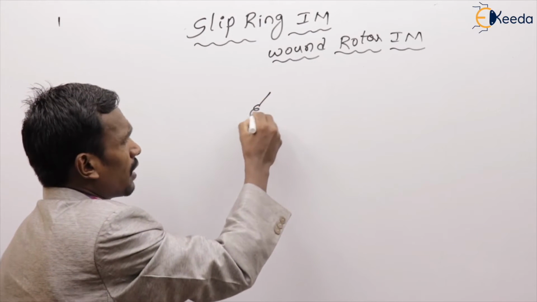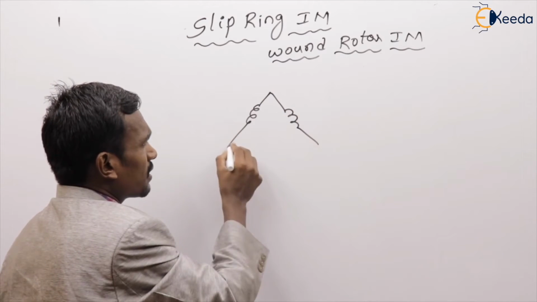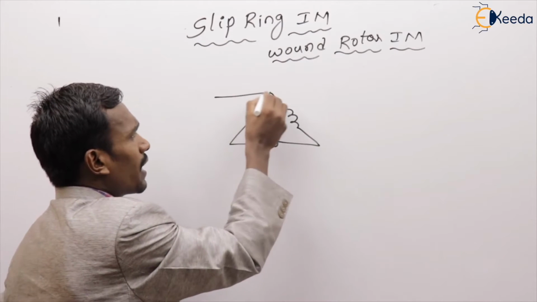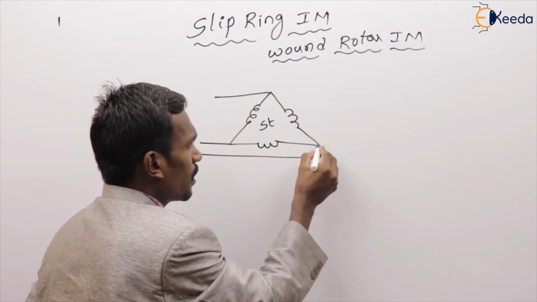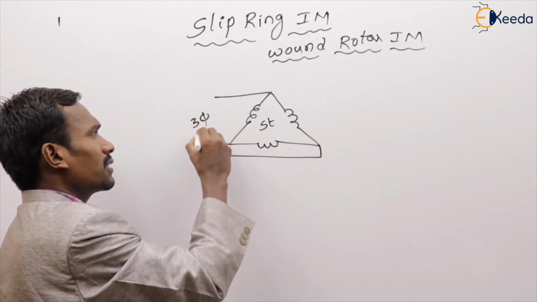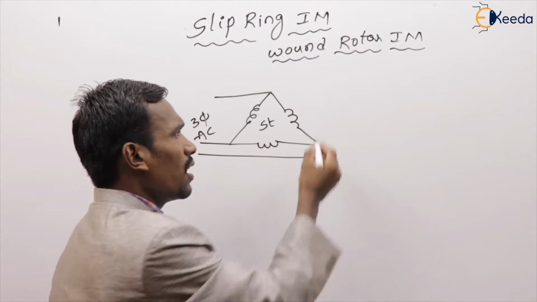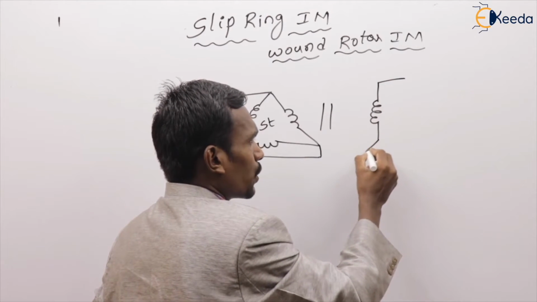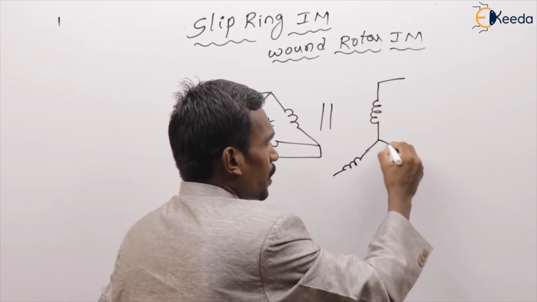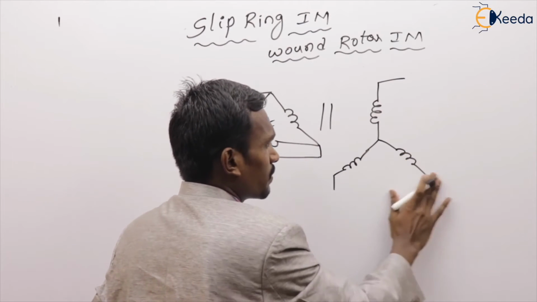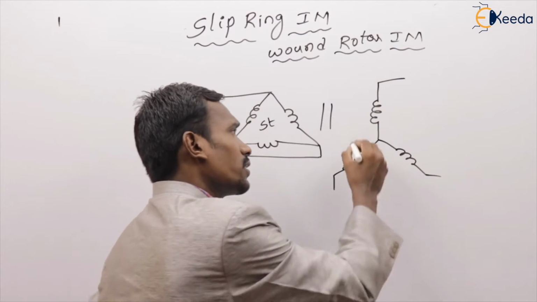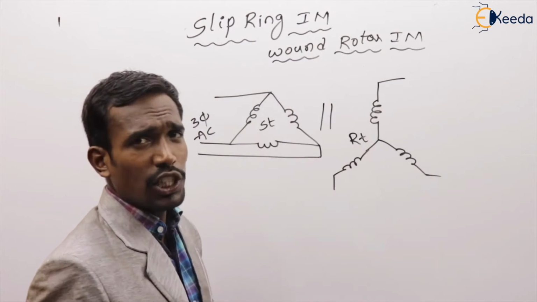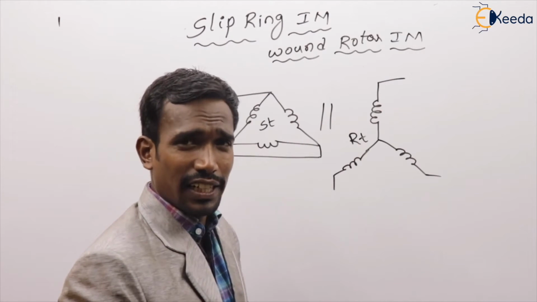For example, the stator is a delta connected winding, which is excited by the three-phase AC supply, and due to mutual induction, here this is my rotor. This rotor should be star connected. In our slip ring induction machine, the rotor should be star connected.